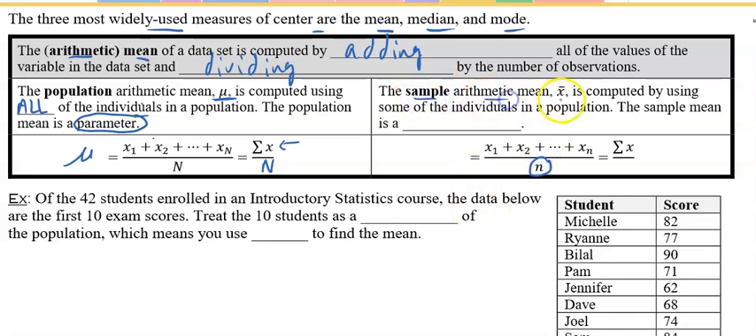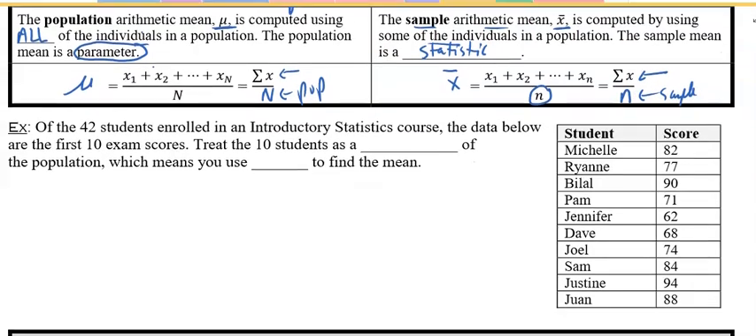The sample arithmetic mean, we denote that by x bar. X bar indicates that this is a sample. It is computed by using some of the individuals, not all of them, in the population. The sample mean is a statistic. And you sum up all the data in the sample divided by the sample size. Population size, sample size.